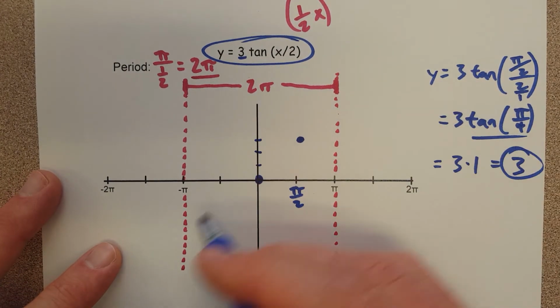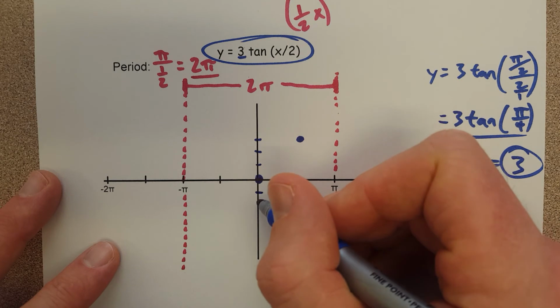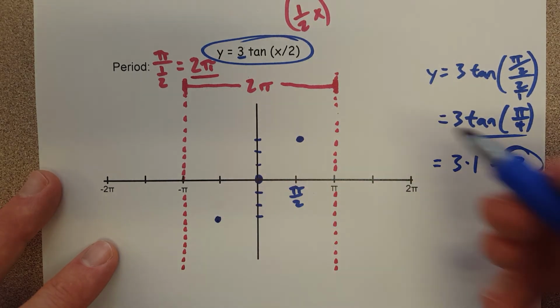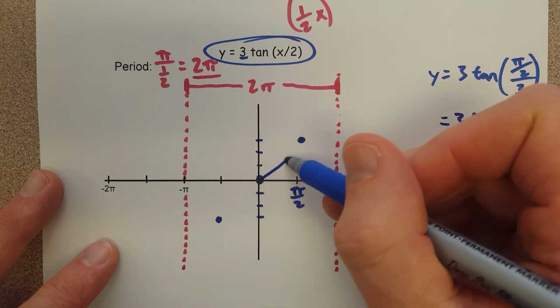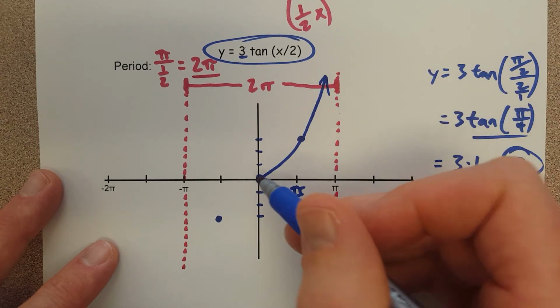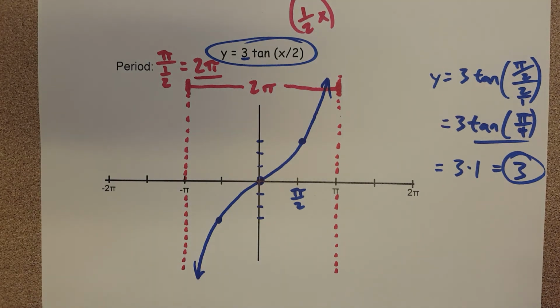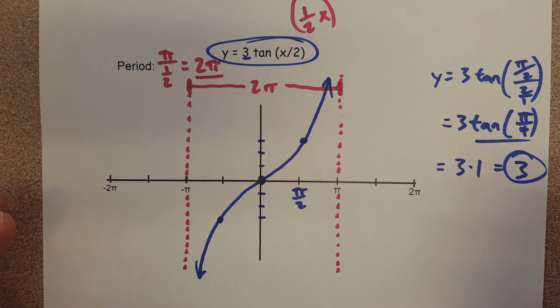Because this tangent graph has odd symmetry, I'm going to go on the other side and just do the negative version of that. That's right over here. And once I have those points, I can sketch my branch of that graph. So there's my first full period.